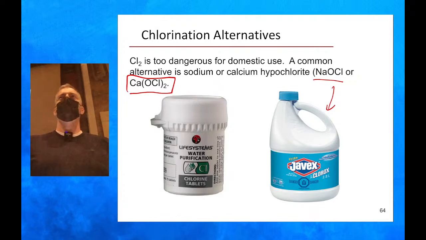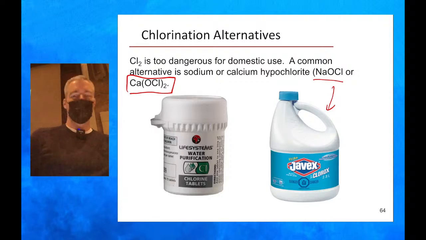So there's different variations, I guess, of chlorine. They all do the same thing. They all are strong oxidizers. They react with microorganisms. They kill them and prevent them from growing.